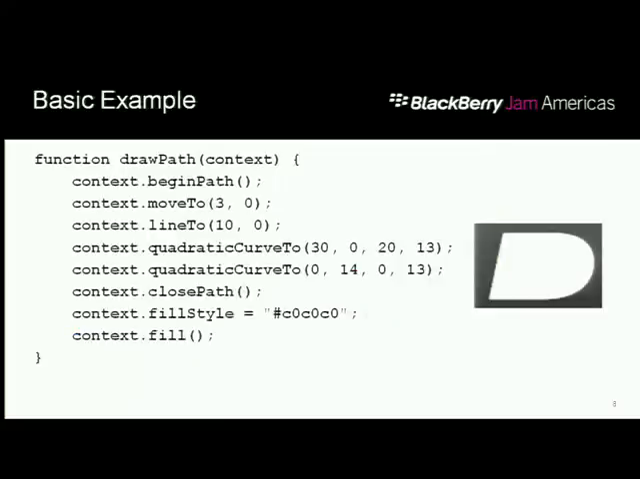So here's a really quick basic example of drawing a path. You can see first, we're starting in the top left corner, we're beginning the path, and we say that we're moving to the position 3, 0. So these are x and y coordinates: x equals 3, y equals 0. That's our starting point. Next, we're drawing a straight line to 10, 0.